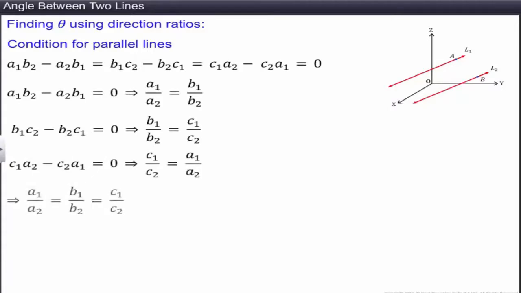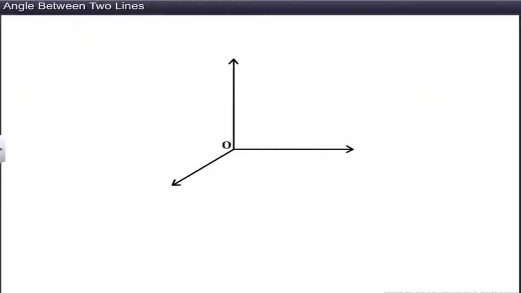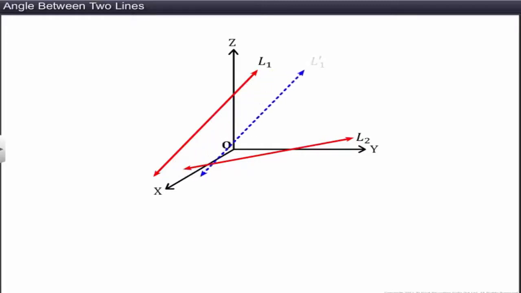The given lines L1 and L2 may not always pass through the origin. In such a case, we find the angle between them by considering lines L1' and L2' that are parallel to L1 and L2 and pass through the origin.